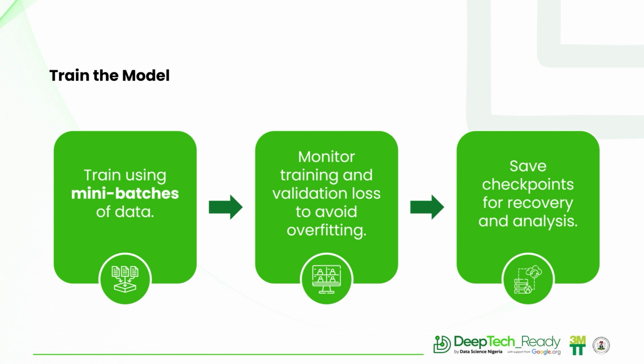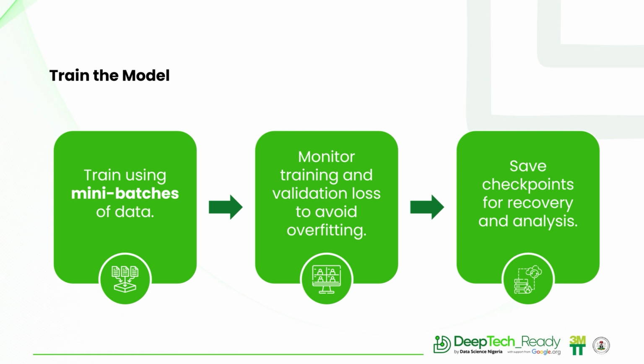Instead of feeding the entire dataset into the model at once, we split it into smaller batches, and this helps speed up training and makes it easier to handle large datasets. Each mini batch allows the model to learn from a subset of the data, and after processing all batches, one full training iteration is completed.